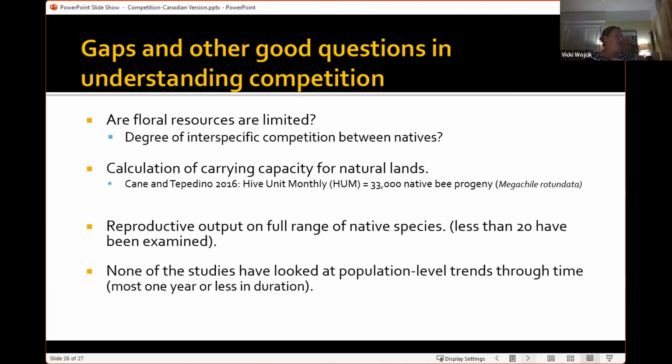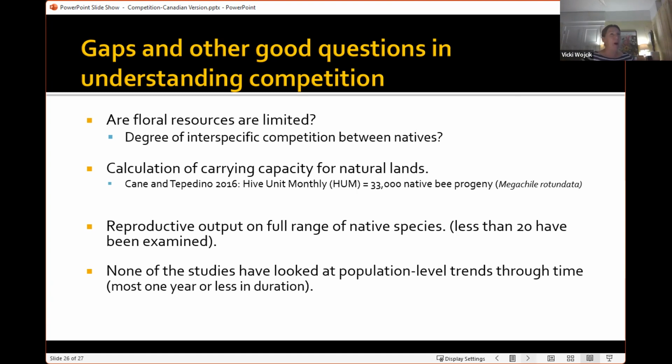I did mention already that we should look at the reproductive output of many more species. Only 20 were actually studied. And then lastly, the last point I'll make is that even the studies that found that there was competition looked at it in a very short time frame. So none of these studies lasted long enough.